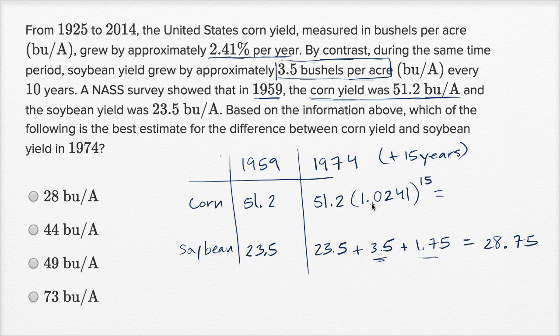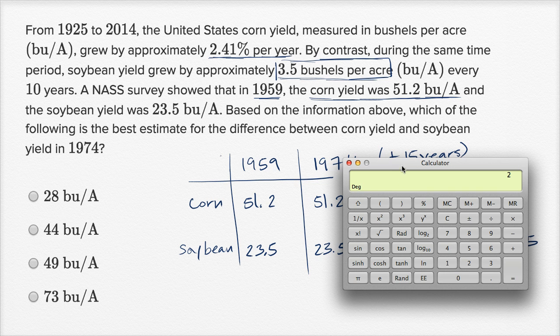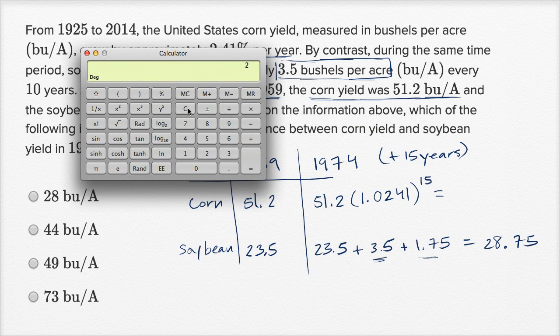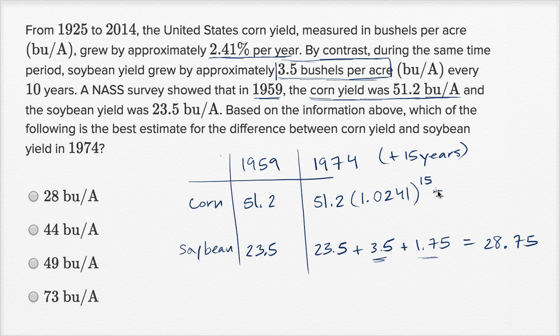Well, I don't know what 1.0241 to the 15th power is, but luckily this is one of the questions where a calculator is encouraged. So let's figure this out. Let me make sure it's all cleared out: 1.0241 raised to the 15th power is equal to 1.42, all of this business, and then multiply that times 51.2, which is equal to roughly 73.18.